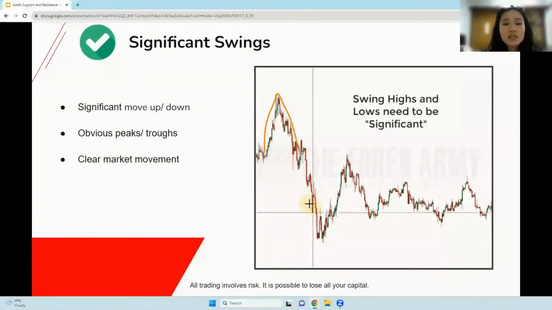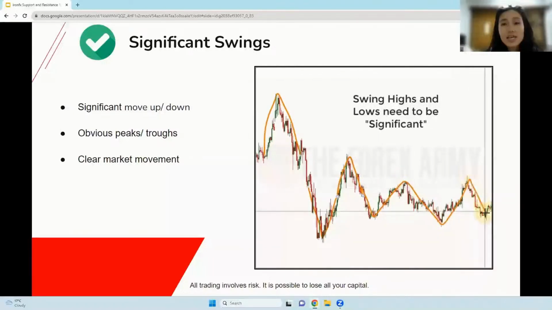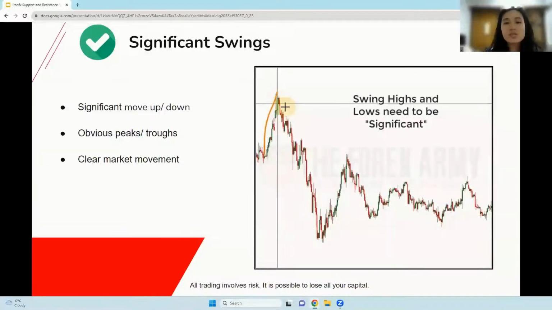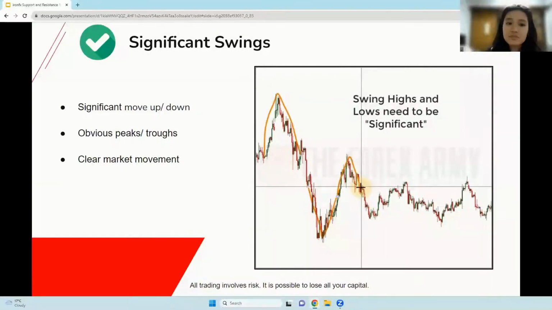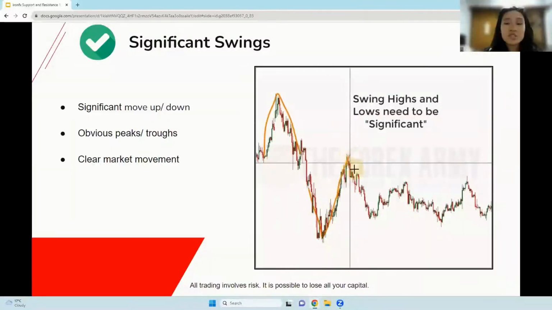Okay, and now let's take a look at a correct example of significant swings. Here you can see that there is a clear move up and down with obvious peaks and troughs, and clear market movements basically. So in this drift, that's basically what you are looking for when you are deciding on a chart to analyze on. People may ask which time frame do you use, which time frame do you recommend?